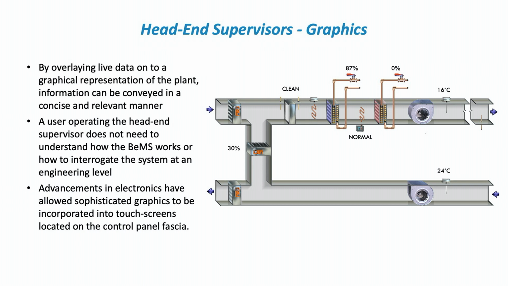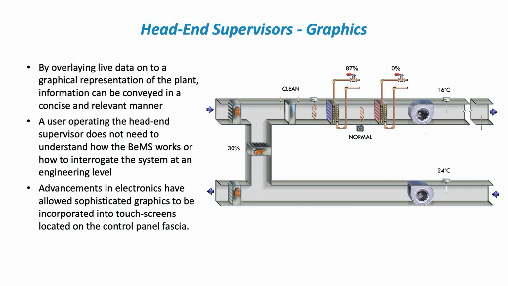So what do we do with a head end? Well, the classic use of a head end is to provide graphical representation for your plant. This is an air handling unit with some dampers and fans. It's got a couple of coils and a filter on there. And what we've done is we've overlaid actual real world values for those elements of this air handling unit.